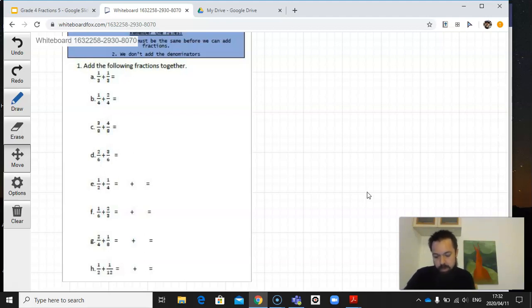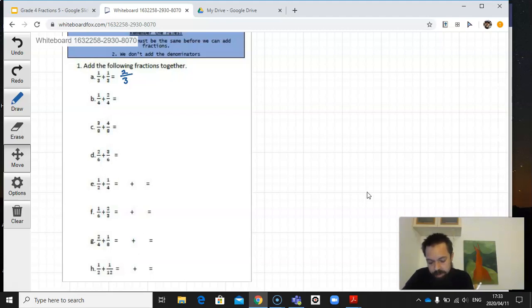Our first question was 1/3 plus 1/3. Our denominators are already the same, so it stays as a 3. Our numerators, we add. 1 plus 1 is 2, and there's our answer. Nice and simple. The rules are up at the top of the worksheet, just in case you couldn't remember them. So the rules were, first up, we must make sure our denominators are the same. If they're not the same, we make them the same, and once we've done that, we add them. But number two, we don't add the denominators.